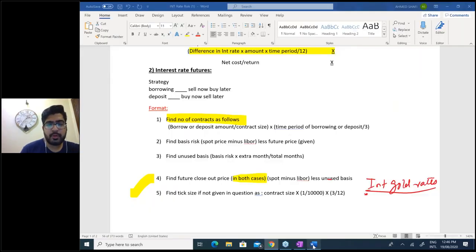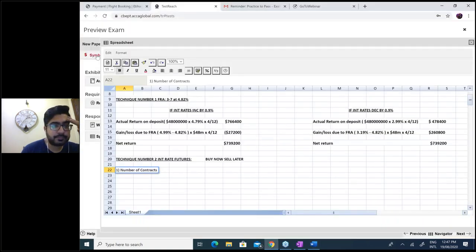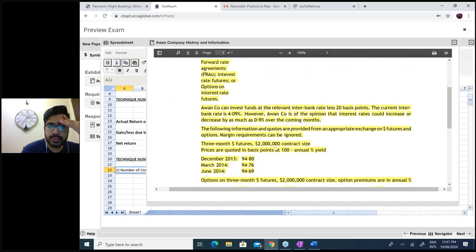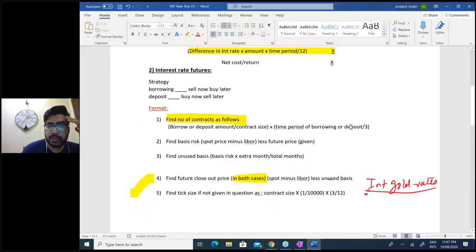The formula of number of contracts is borrow or deposit amount. What is the borrow deposit amount? 48 million, over contract size. So what is the contract size in the question? 20 million, into time period of borrowing or deposit, that's 4 months over 3. So find the number of contracts.